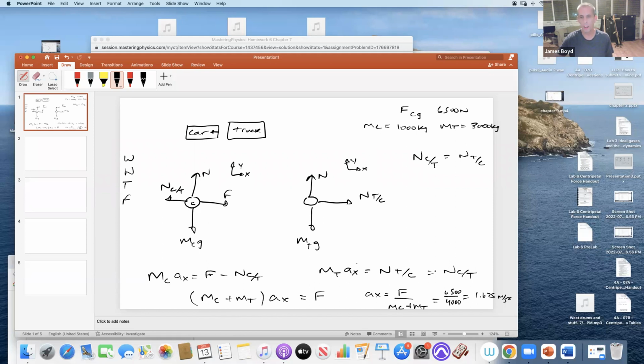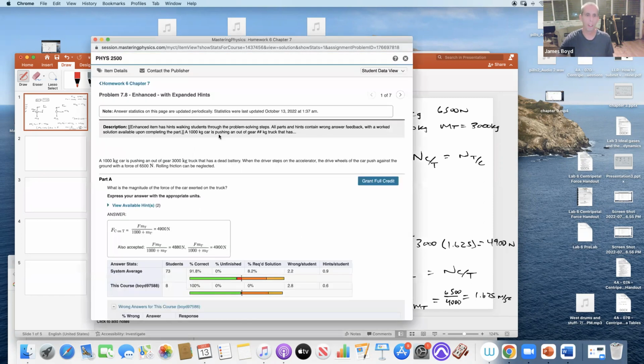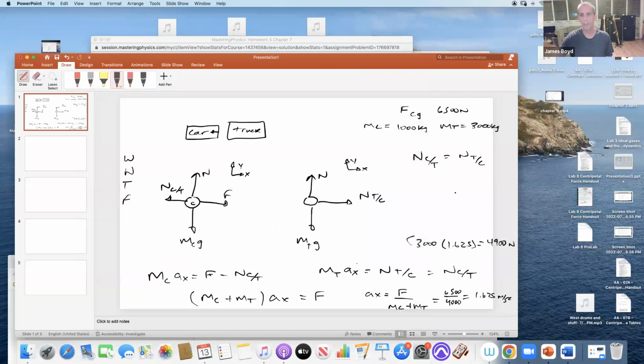meters per second squared. The normal force of the car acting on the truck is this times the mass of the truck. So this is 3,000 times 1.625, which is 4,900, or 4,880 if you don't want to round. So that's our 4,900, which is the answer. You could actually use 4,880. I think it would take it. But we found the normal force of the car acting on the truck.